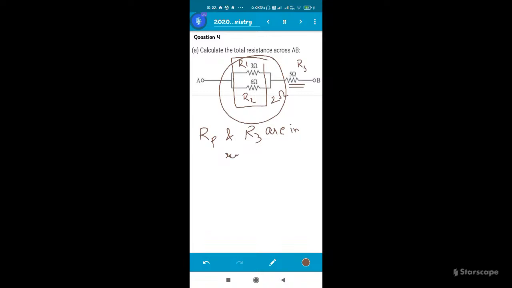Are in series. So our R equivalent will be equal to Rp plus R3. We are going to simply add it up, as you know the formula. So 2 ohm plus 5 ohm. So your answer is 7 ohm. So this is the equivalent resistance of the circuit. I hope this question is also clear. Very easy one. Okay then. Let's move on to the next question.